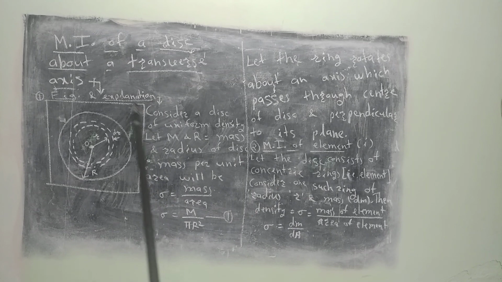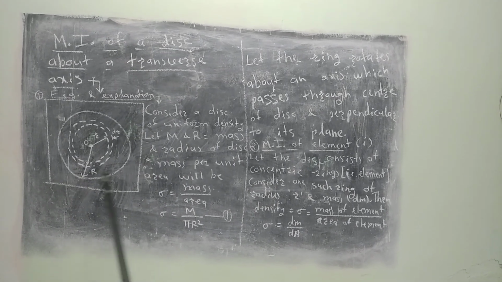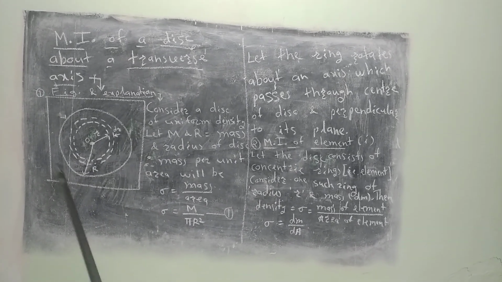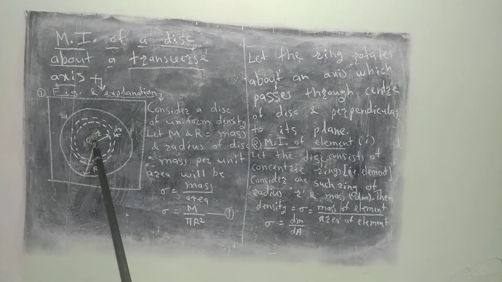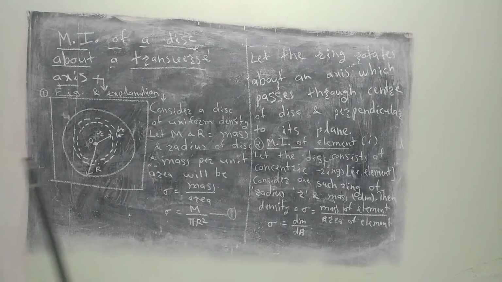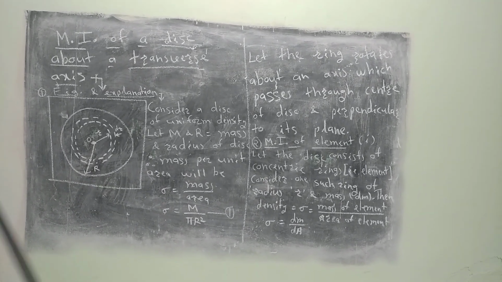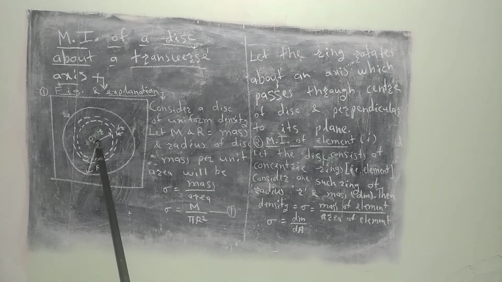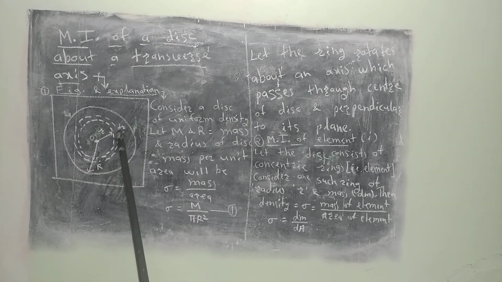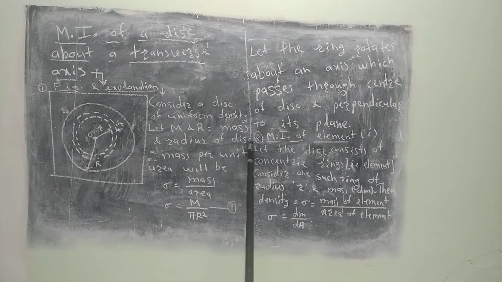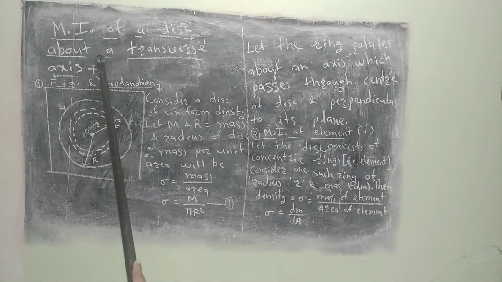to its plane. So you have to imagine that this disk is rotating about an axis which is passing through the point O and perpendicular to the blackboard. This is imagination. Now point number 2. Our aim is to find out the moment of inertia.